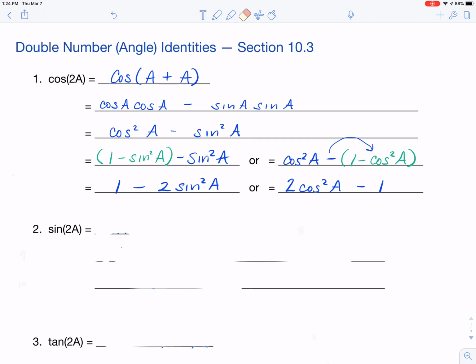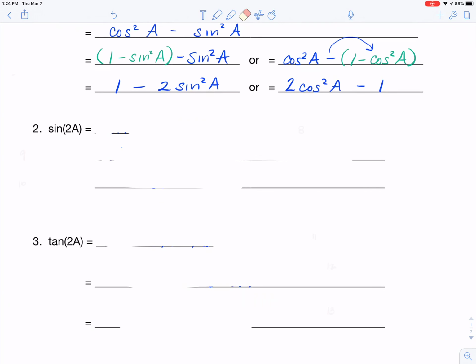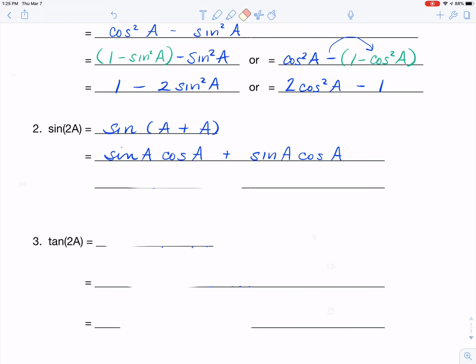We can do the same thing for the sine double angle identity. So the sine of A plus A, I can now use my sum identity for sine. So this will be sine cos plus sine cos. And since these are 2 identical terms, I simply have 2 of them. So this will simplify to 2 times sine of A cosine of A.